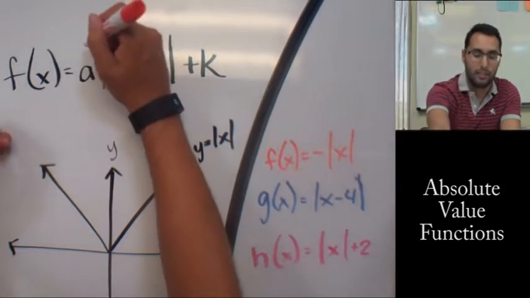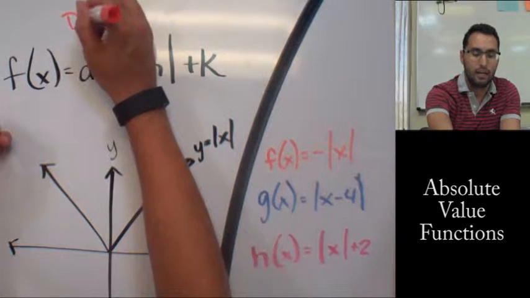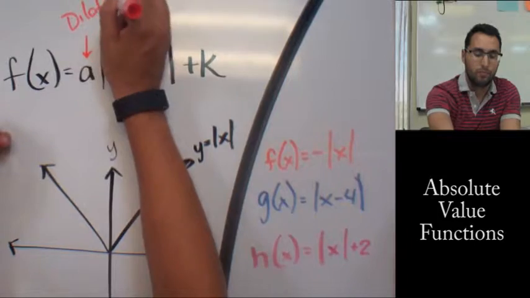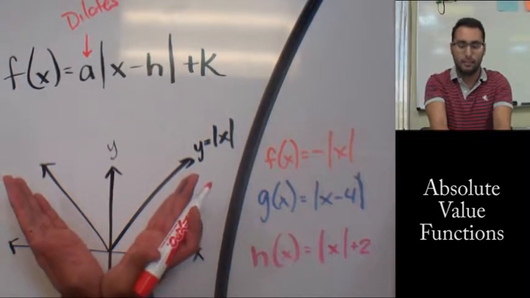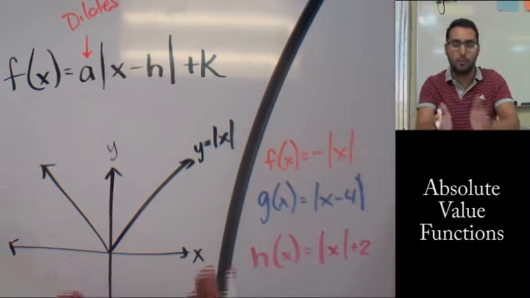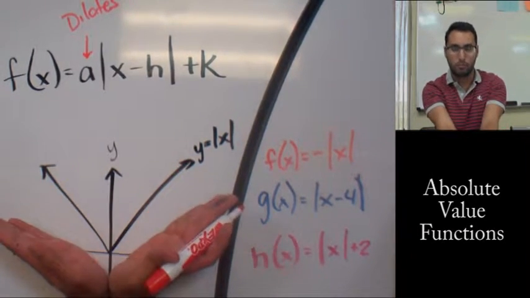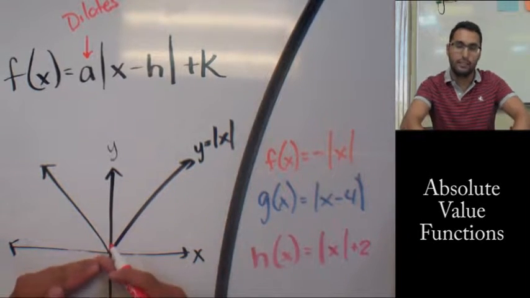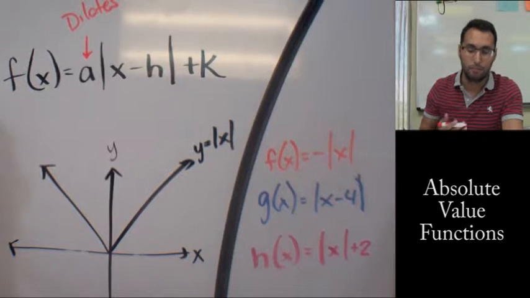We're going to start with the a value. What the a value does is it dilates this V-looking shape. What I mean by dilate is that it determines whether it faces up or down. It can do a vertical stretch, a vertical compress, or even reflect it. It reflects it if the a value happens to be negative.